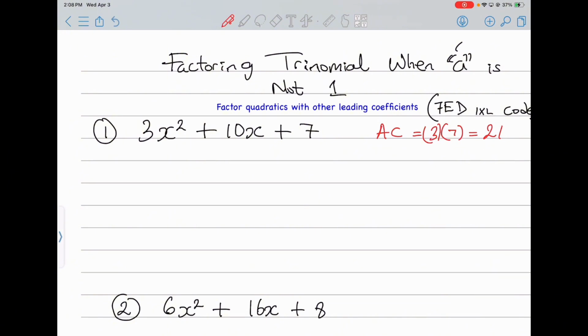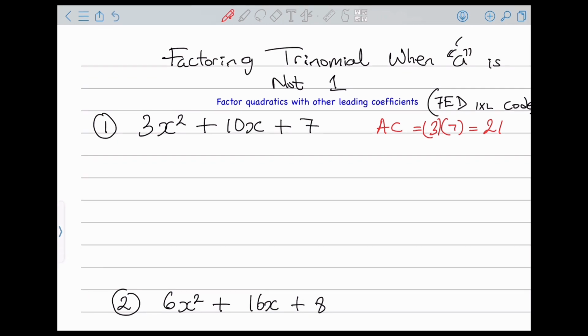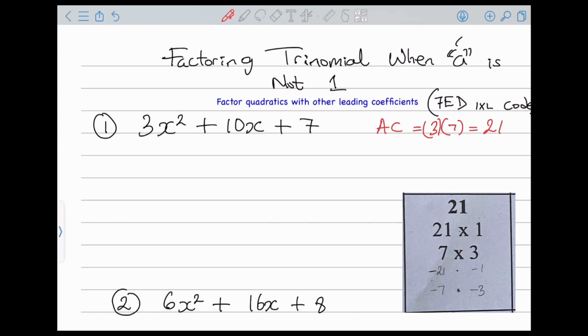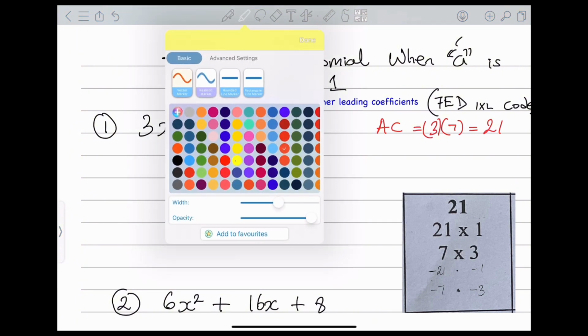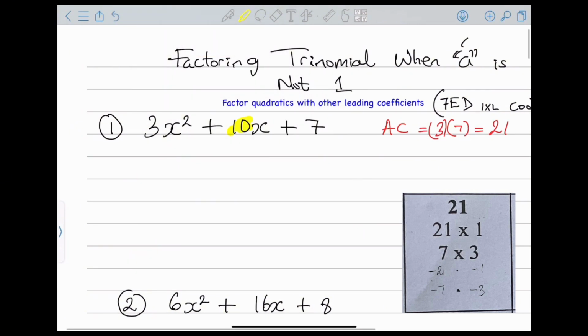AC that adds up to B. Let's say that one more time. Find the factors of AC that adds up to B. So everyone look on your factor paper now and look at the factors of 21. We're looking for factors of 21 that add up to what? 10.